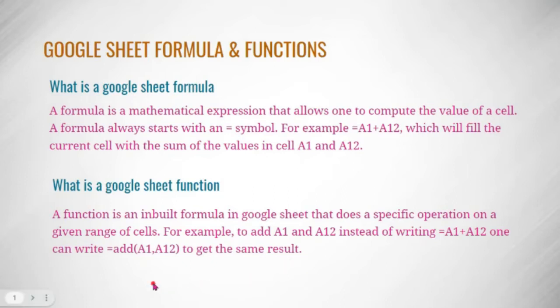Now see here, in this formula, ultimately we are writing a formula because we have written this equal symbol. And here we learned that whenever we write an equal symbol, it means we're writing a formula. But the specific thing about this formula is that we are making use of an inbuilt function whose name is ADD. Like this ADD, there are tons of other functions available in Google Sheet.